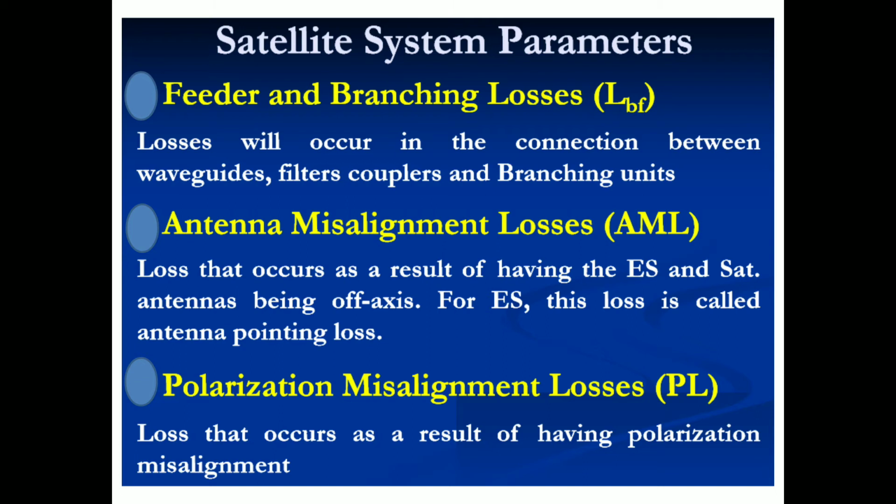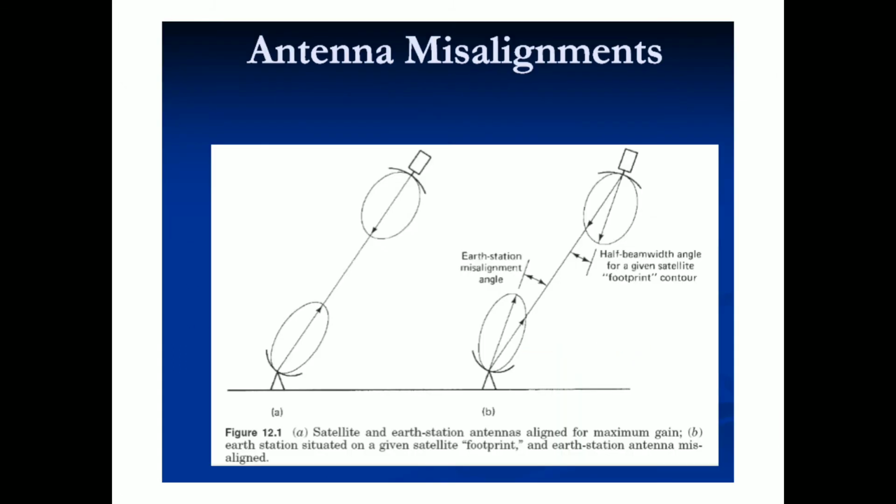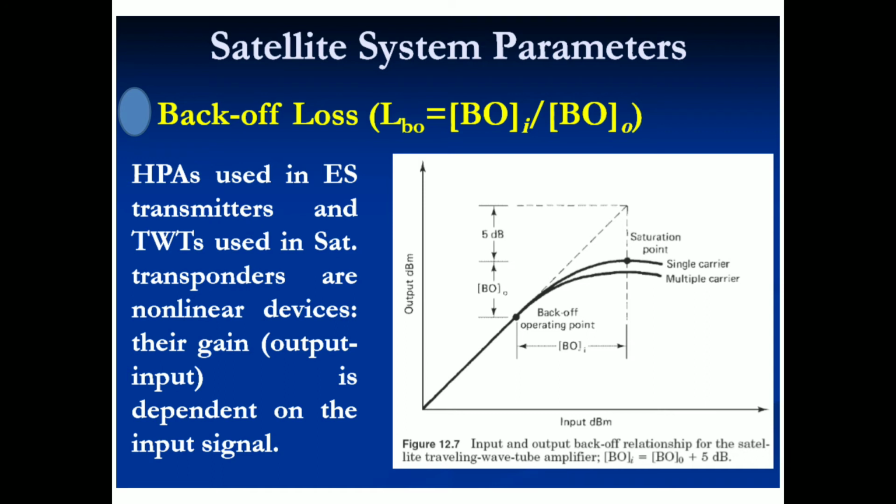And the next is the polarization misalignment losses. That occurs when there is a change in polarization, maybe because of the ionosphere or because of the rain, which results in depolarization of the signal.